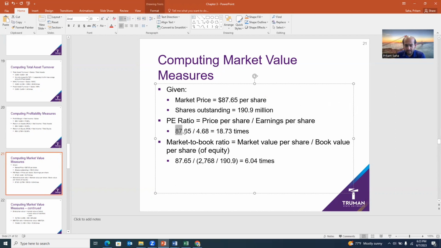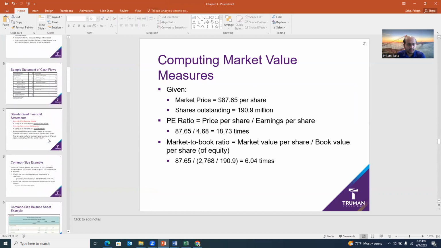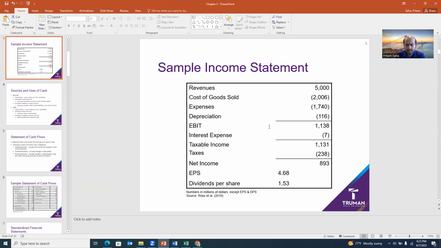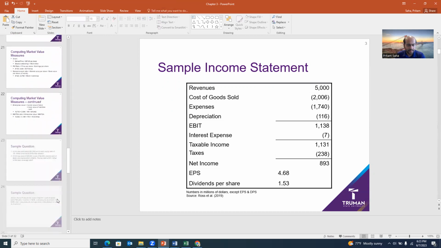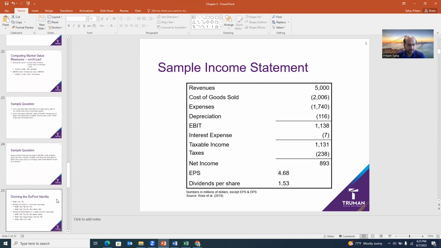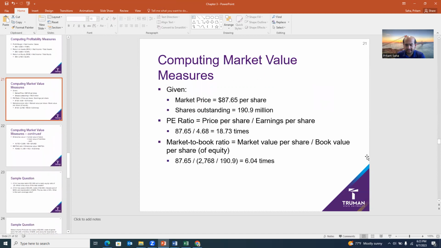We got this information from here, and we already talked about it in the last video. So if you go here, total income, net income, profit divided by the number of shares, which is around 190 point something, you're going to get 4.68. So the price to earnings ratio is 18.73.